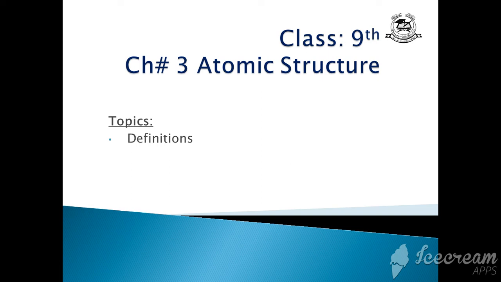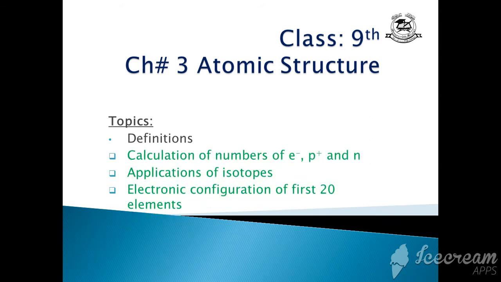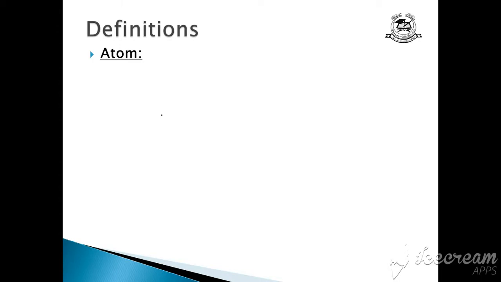Today we are starting our next chapter, chapter number 3, atomic structure. What topics will we do today? We will do some important definitions from the chapter, and related to these definitions we will learn the calculation of the number of electrons, protons and neutrons, applications of isotopes, and electronic configuration of the first 20 elements. Okay, so let's start. Definitions.